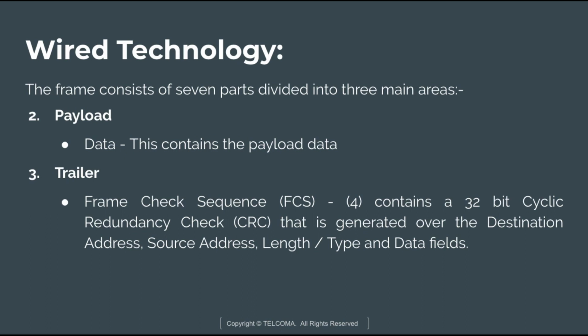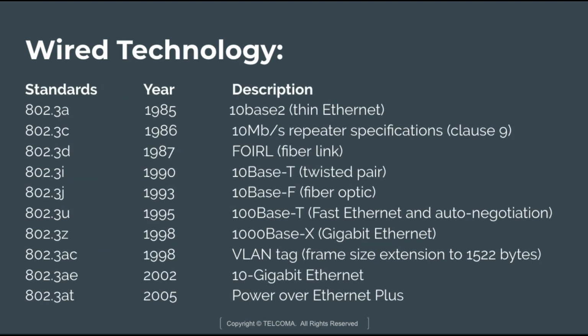The next is trailer. Here the trailer consists of the frame check sequence, that is FCS, and it is 4 bytes. It contains a 32-bit cyclic redundancy check that is generated over the destination address, source address, length type and data field. So this is about the fields of the Ethernet frame.